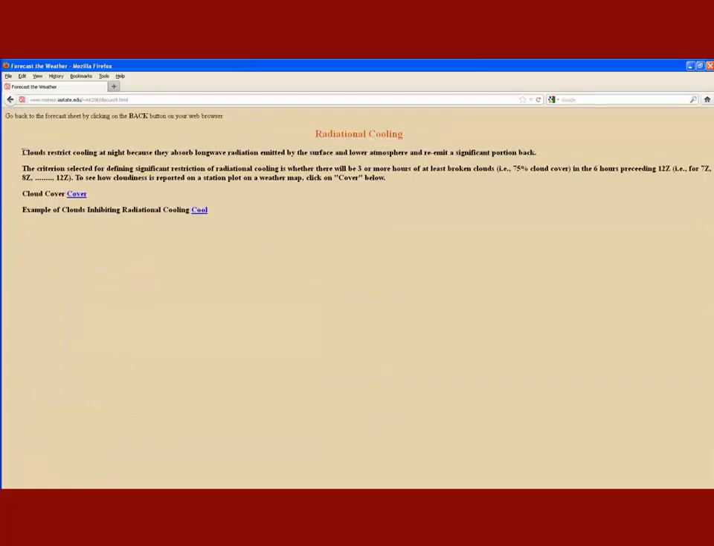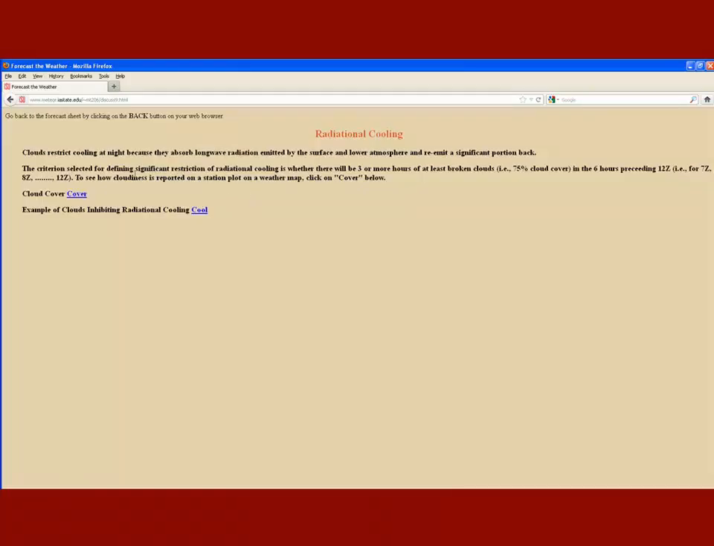And you see right here it talks about clouds restrict cooling at night because they absorb long-wave radiation emitted by the surface and lower atmosphere and re-emit a significant portion back. Wow, there's a term there you probably are not familiar with at this point. Long-wave radiation. Well, that's Chapter 2. So the idea is that as we go through Chapter 2 and we talk about the exchange of energy between the Earth's surface, the sun, the atmosphere, that has an impact on temperature.